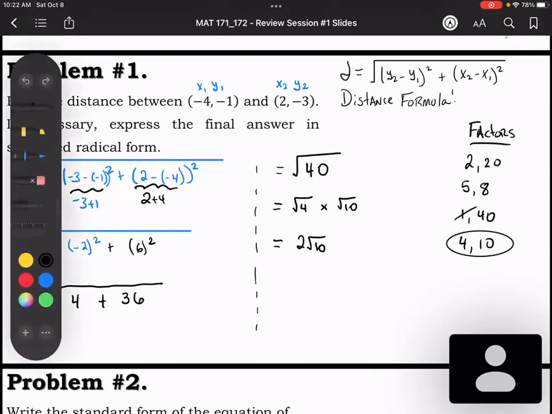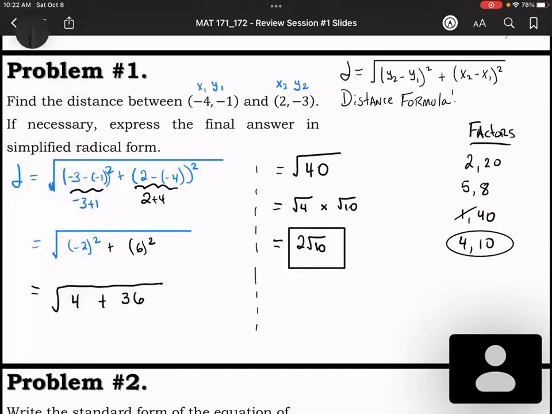Oops, meant to put a box like that. There we go. And that is your solution. Are there any questions on problem number 1? I saw your hand up, that's why. Okay, no questions there. Anybody else? Any questions?